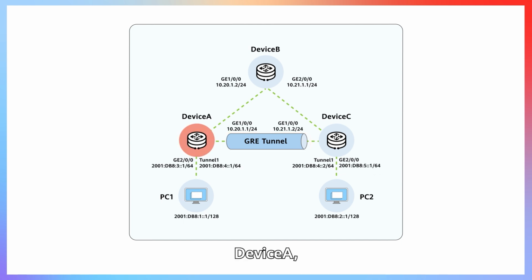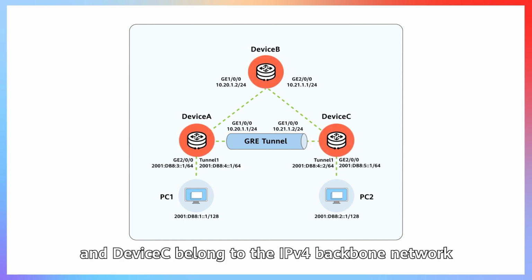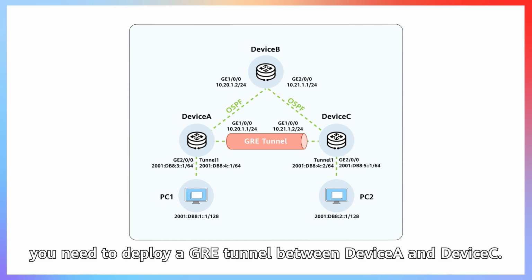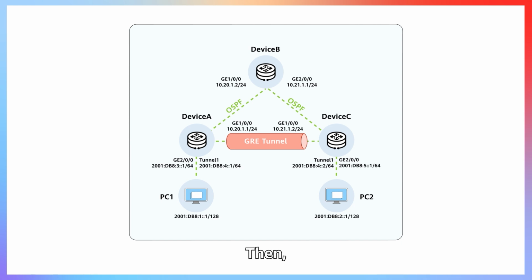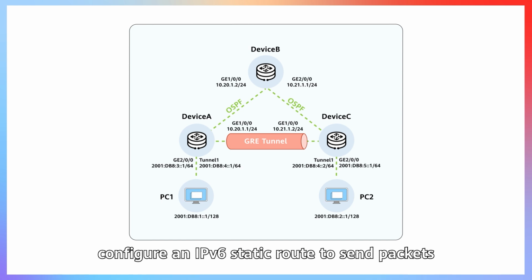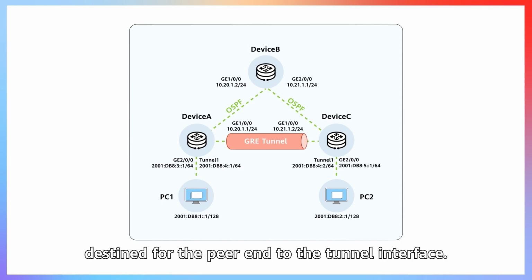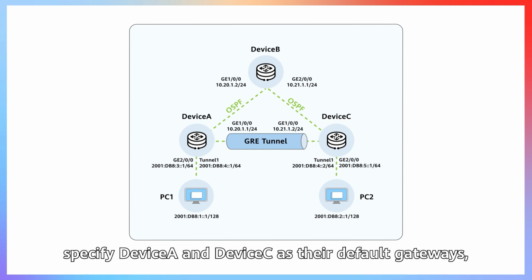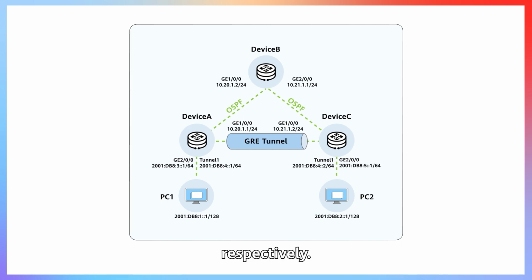In the figure, device A, device B, and device C belong to the IPv4 backbone network and run OSPF. To enable PC1 and PC2 to communicate, you need to deploy a GRE tunnel between device A and device C. Then, configure an IPv6 static route to send packets destined for the peer end to the tunnel interface. On PC1 and PC2, specify device A and device C as their default gateways, respectively.